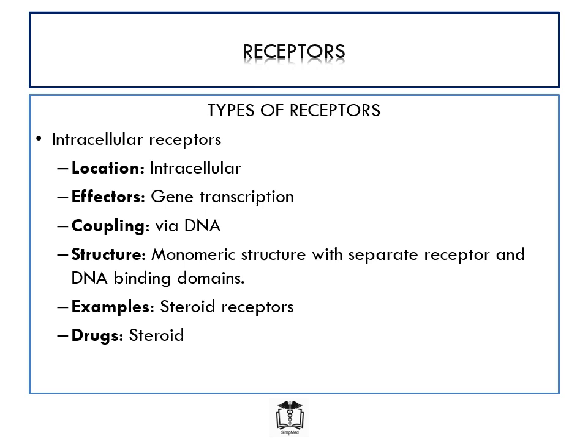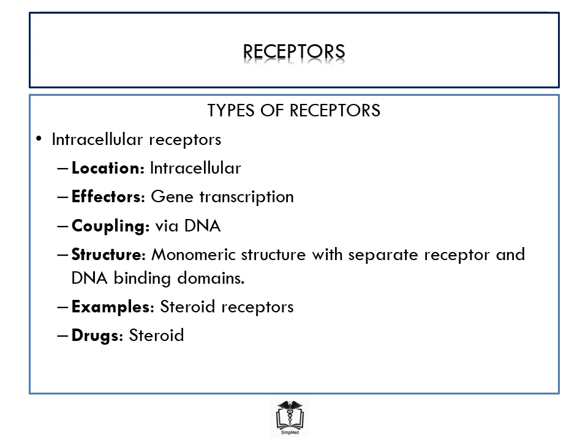Final type of receptors we have are the intracellular receptors. These receptors have their ligand domain located within the cell. They're located intracellularly in the cytoplasm. The effector domain, on the other hand, is completely different from the receptor. The effector domain is found typically within the gene, as part of the gene transcription. And the coupling between the ligand domain and the effector domain is via DNA transcription.